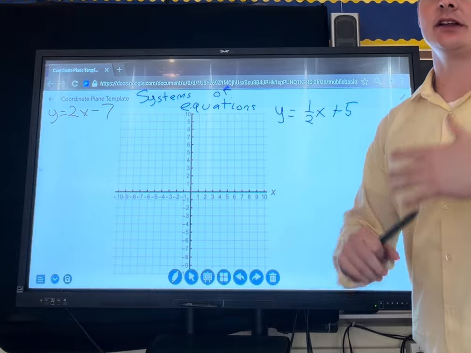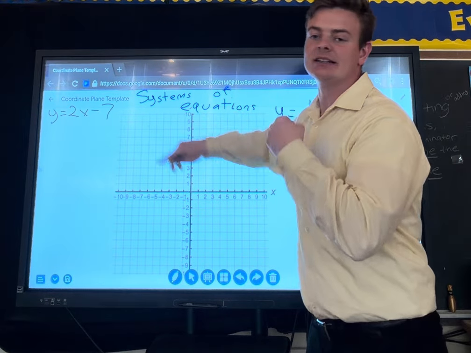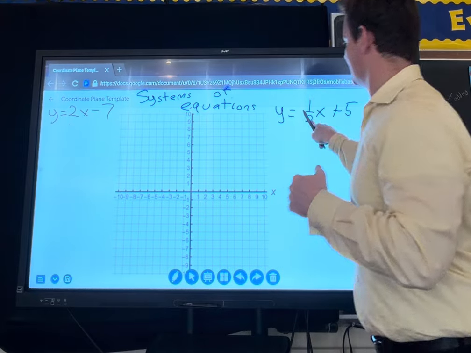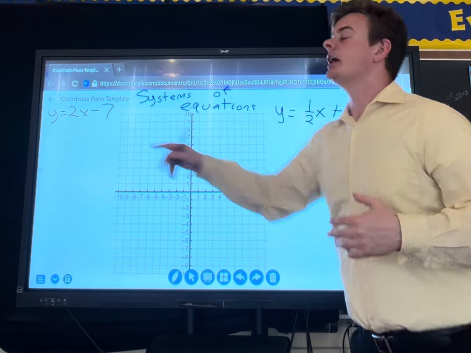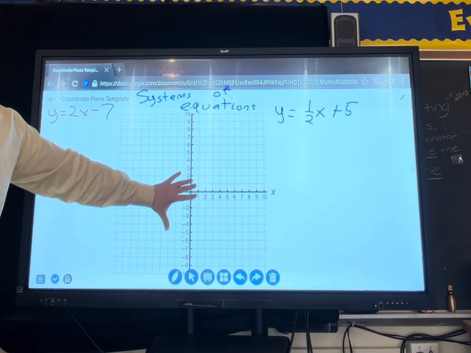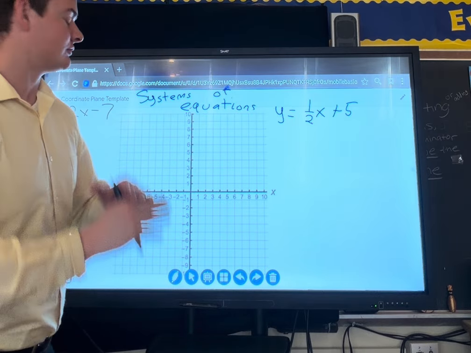We're going to be solving these graphically. A system of equations means more than one equation being involved. So it's just solving more than one of these. These are both lines, so I can graph them on my coordinate plane, and the answer to them is going to be where they cross.